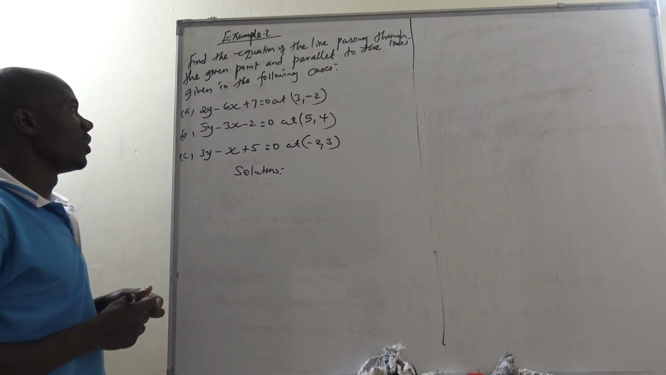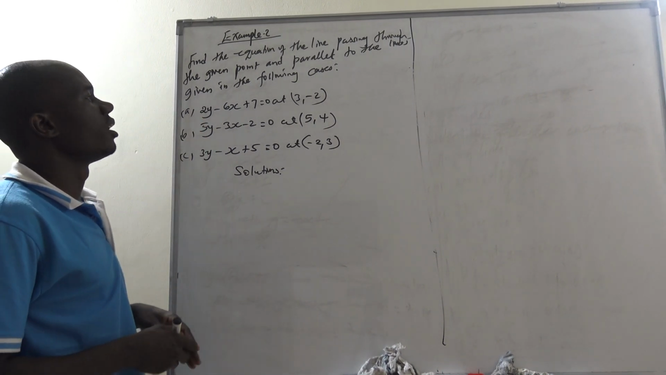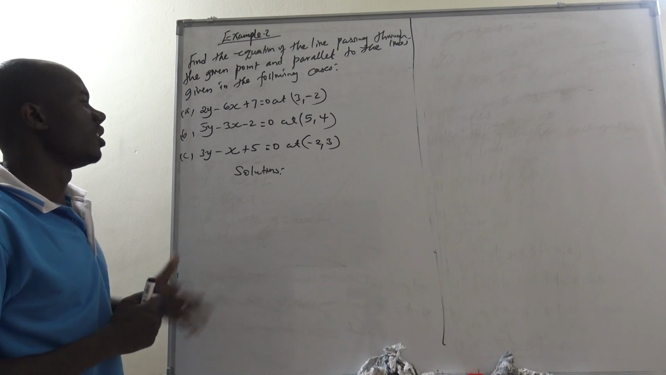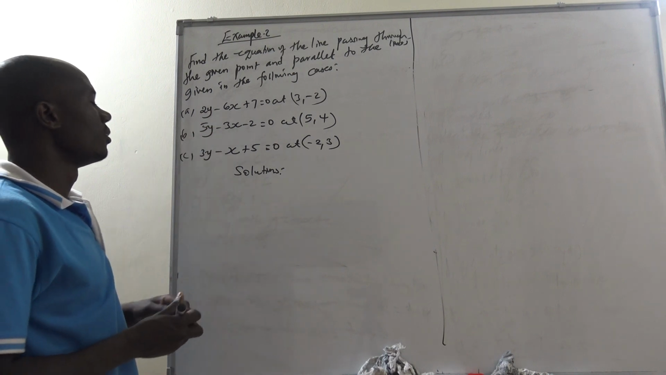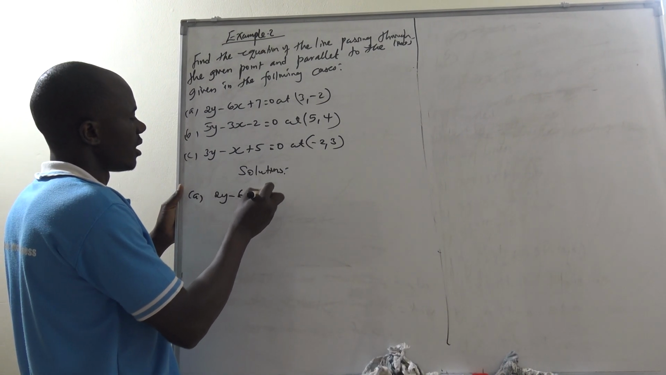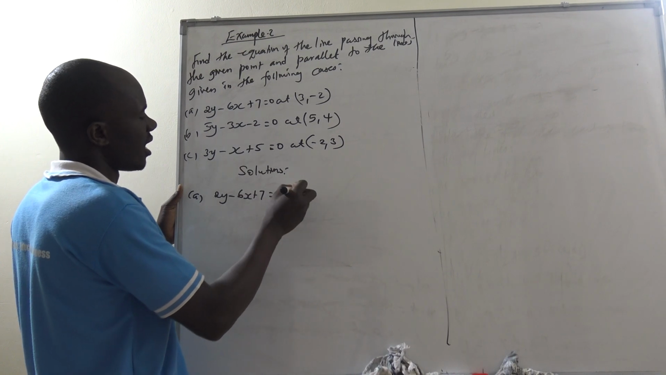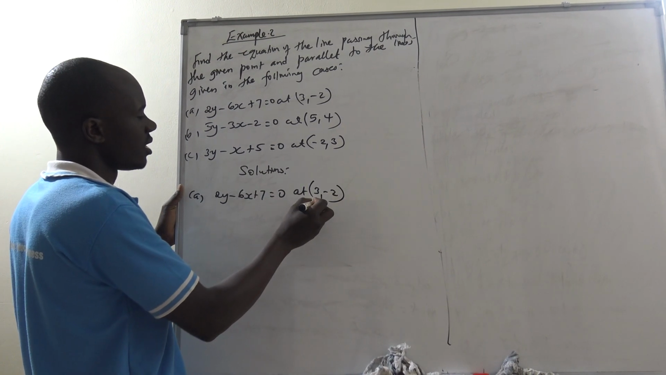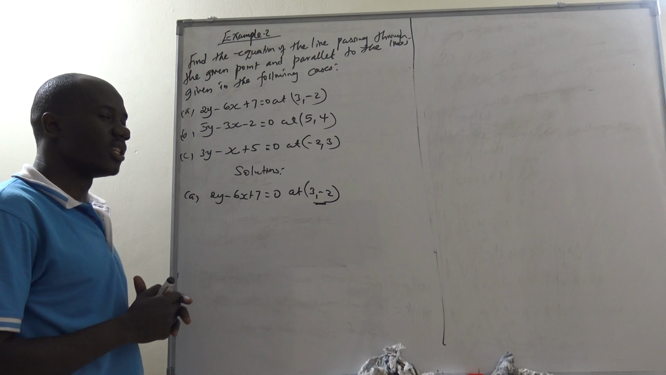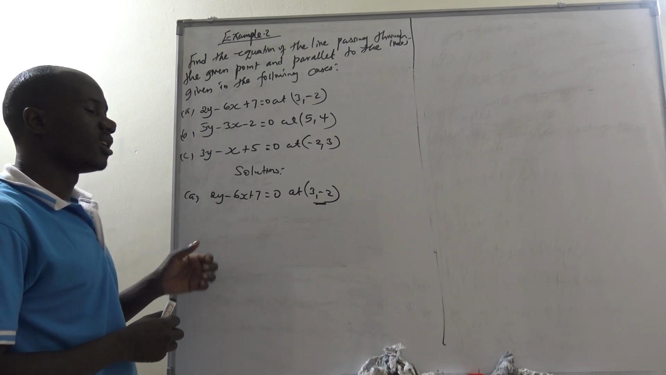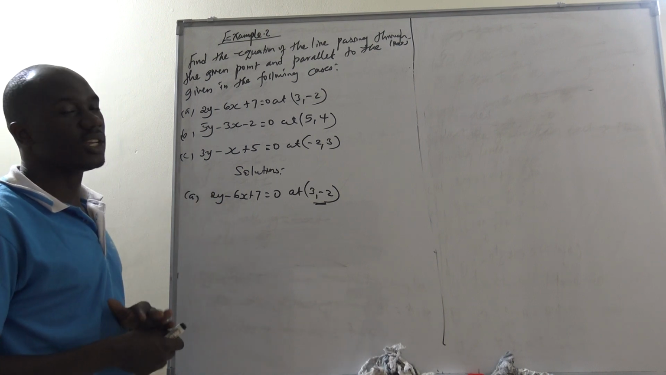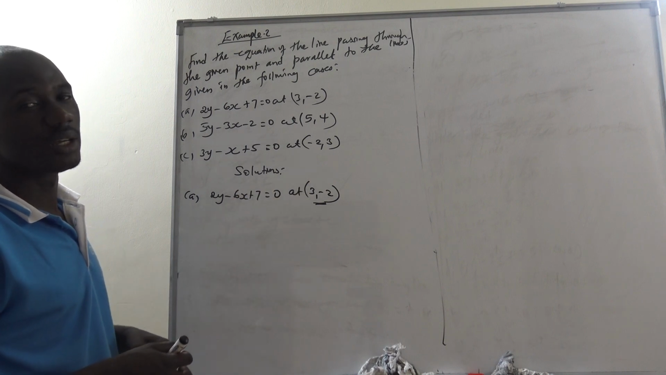What do we do when you are given... I've said find the equation of the line passing through the given point and parallel to the lines given in the following cases. So the first case, we have got a line. Part A is saying 2y minus 6x plus 7 equals 0 at 3, -2. Can say this is the point and this is the line which is being given to you. So when you are given a line of this nature, the first step you are supposed to do is express it in terms of y equals mx plus c, and from there you get the gradient which you'll use with this point to obtain the equation of the line.